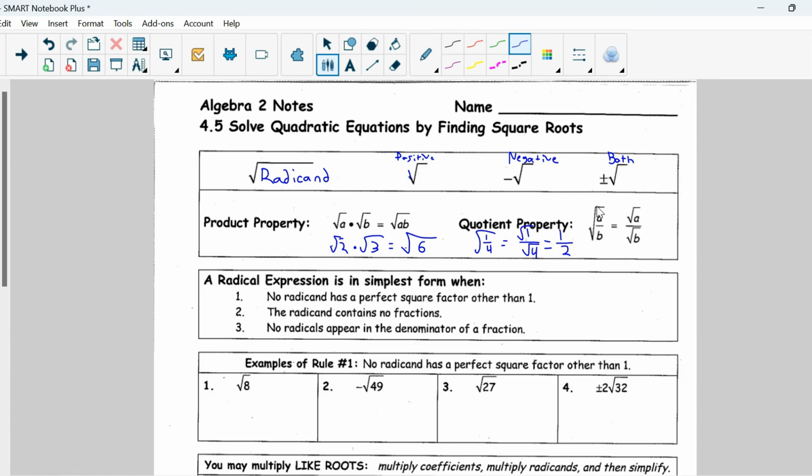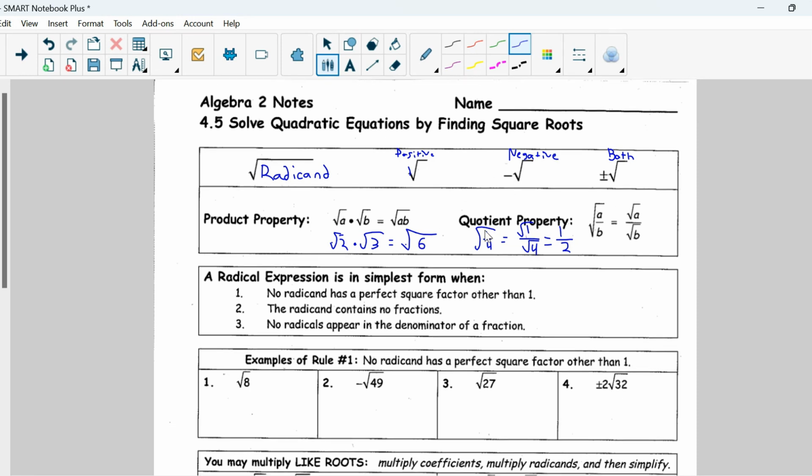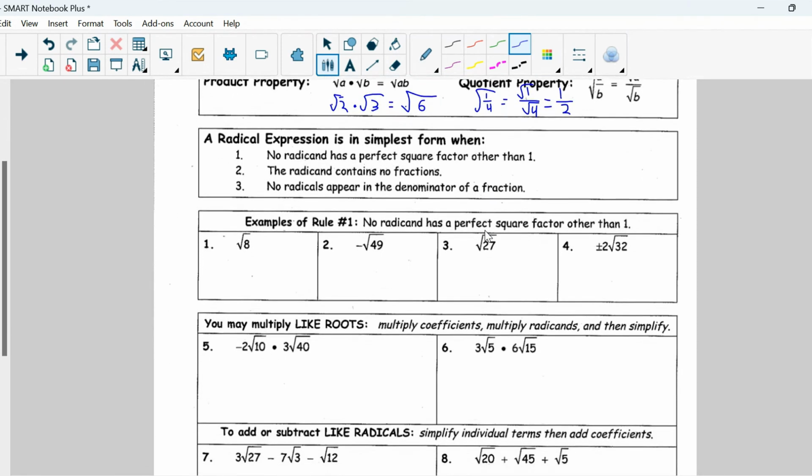Okay? A radical expression is in its simplest form when no radicand has a perfect square factor other than 1, the radicand contains no fractions, and no radicals appear in the denominator of a fraction. This is the whole no tenths in the basement analogy there. Okay? So an example of rule 1. No radicand has a perfect square factor other than 1. So if we were to factor all of these radicands, the terms underneath the radicals, we need to check to make sure that no perfect square can factor from any of those numbers.